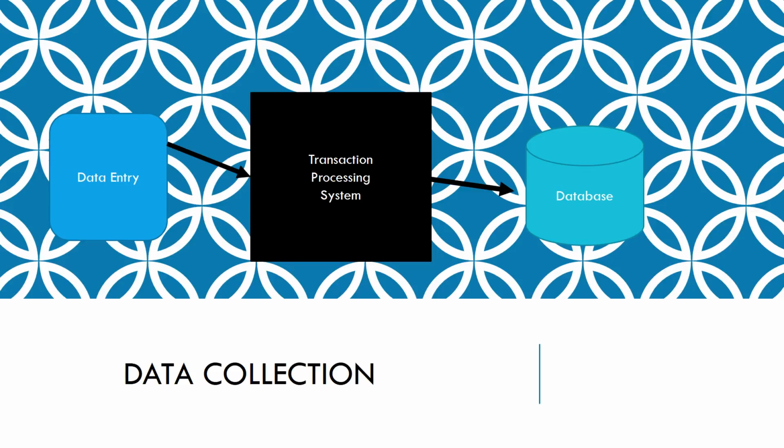Data collection and its impact on transaction processing systems. Data collection is the data entry of information and data that feeds into a transaction processing system. This information is then fed into a database for later processing.